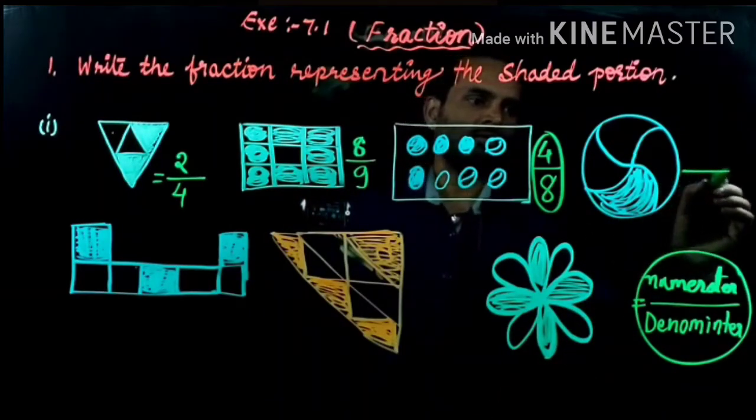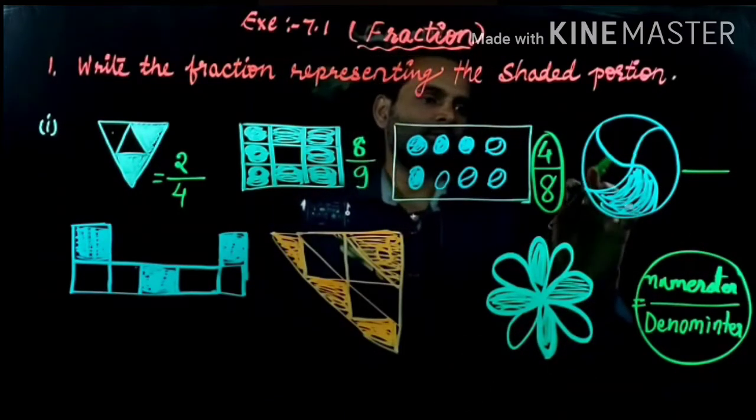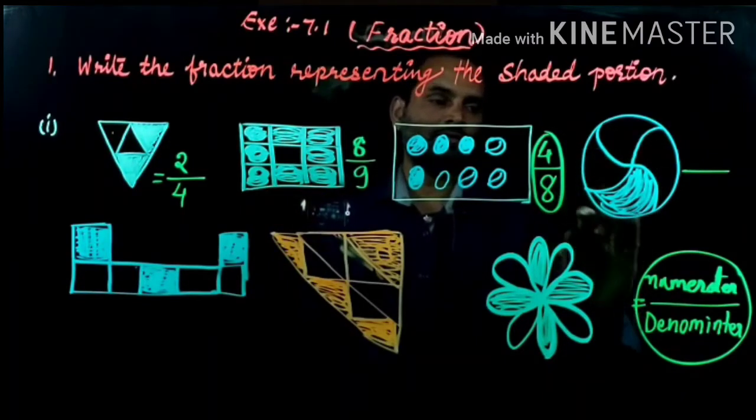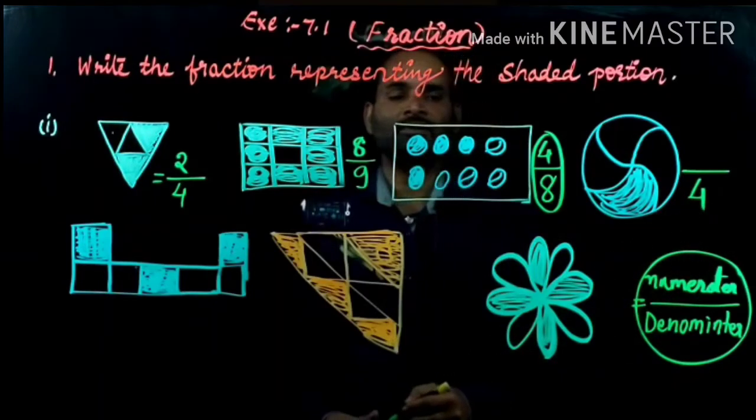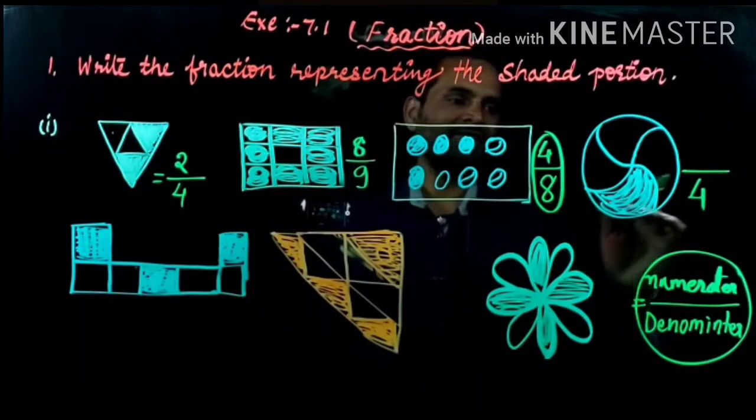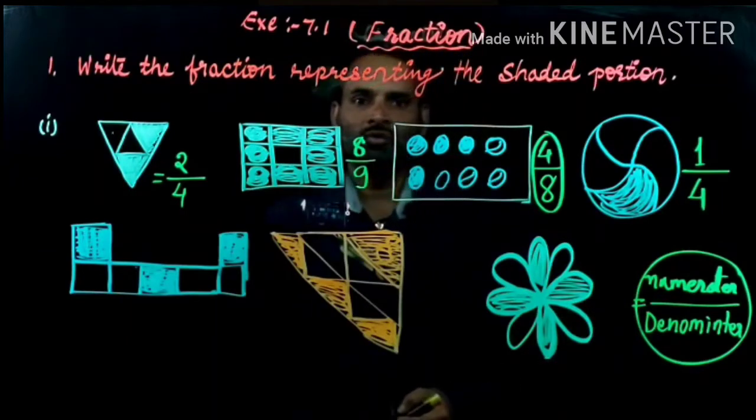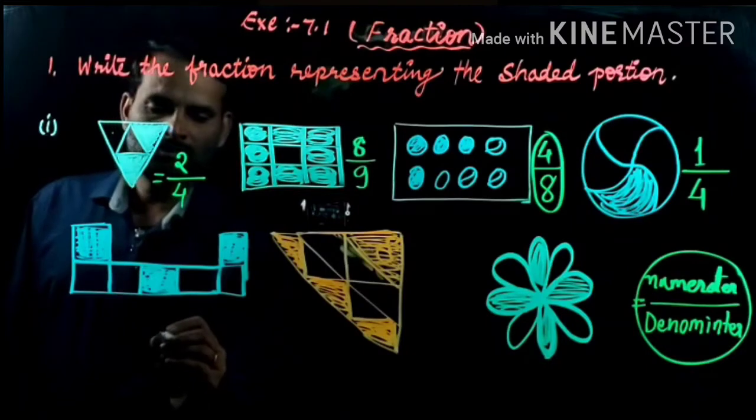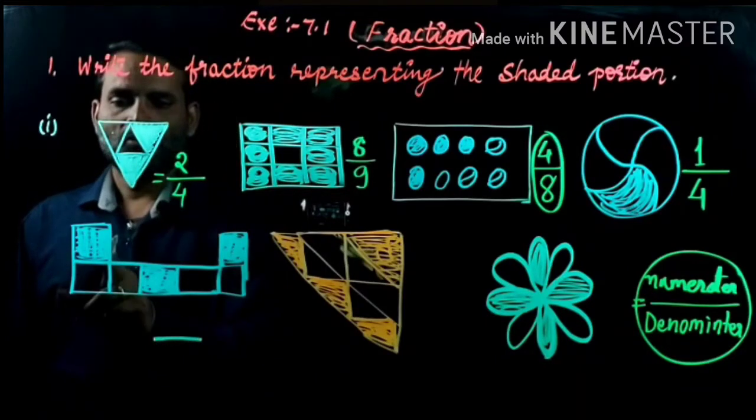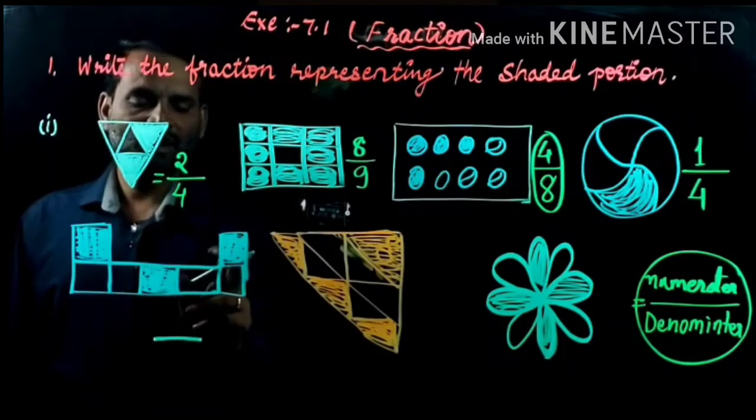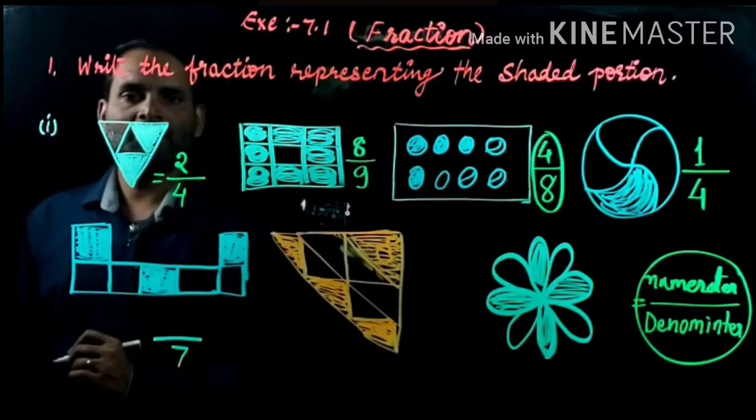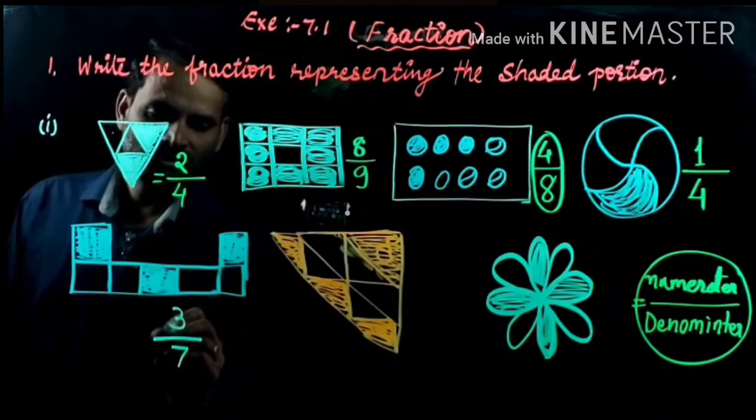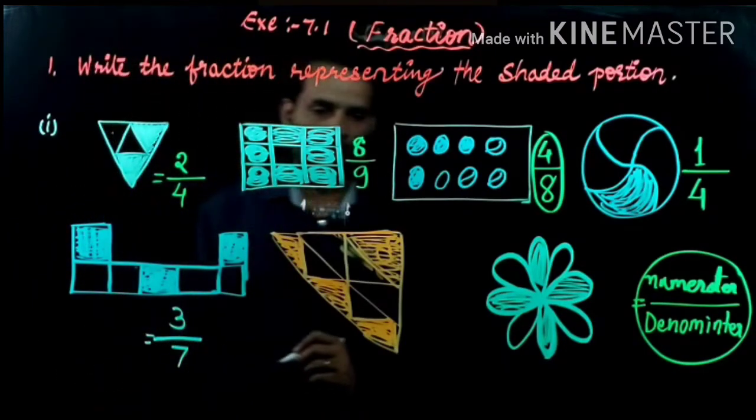Next, first you see the division lines. A circle is divided into 4 equal parts: 1, 2, 3, 4. So the denominator value is 4 and only 1 part is shaded. So your fraction is 1 upon 4. Okay, and down here there are 1, 2, 3, 4, 5, 6, 7 squares that are equal, and 3 squares are shaded. The fraction is 3 upon 7.